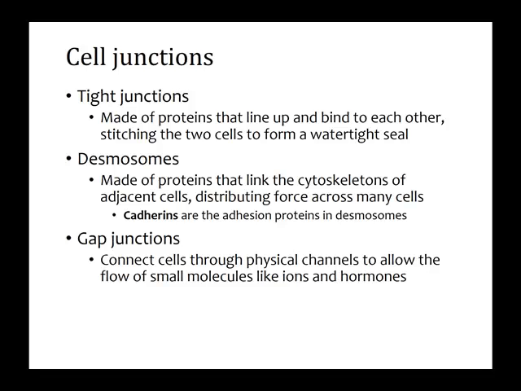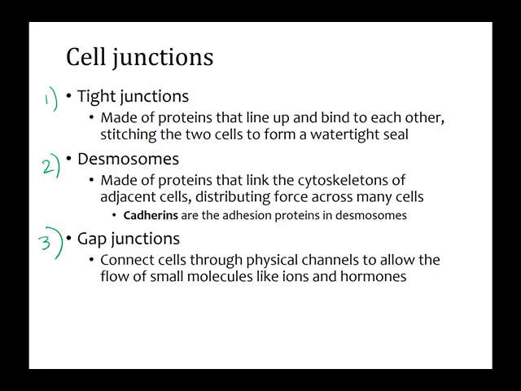Okay, so let's talk about some of the connections between cells. So we talked about how cells stick to their extracellular matrix. Now let's talk about how cells actually come into contact with each other and make connections. There are three major connections: tight junctions, desmosomes, and gap junctions.